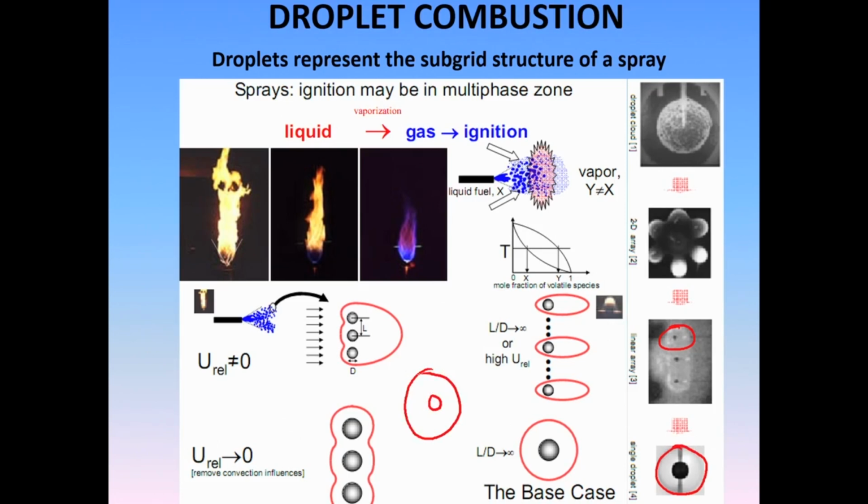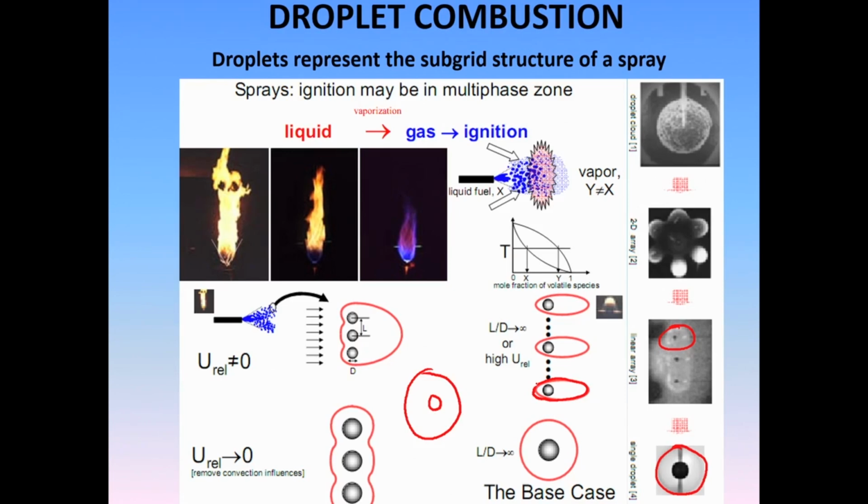If it is a round flame, it is under microgravity conditions. If it is a flame like this, then this is the normal buoyant flame that you will have around a droplet, right. And droplet combustion is important because the droplets represent the subgrid structure of a spray. The spray is actually millions of droplets.